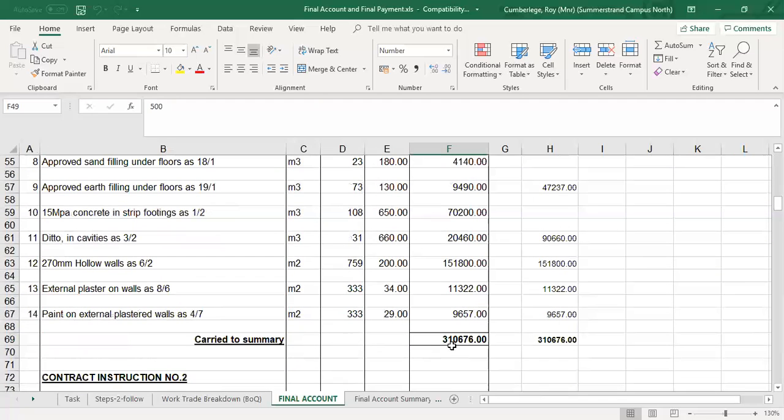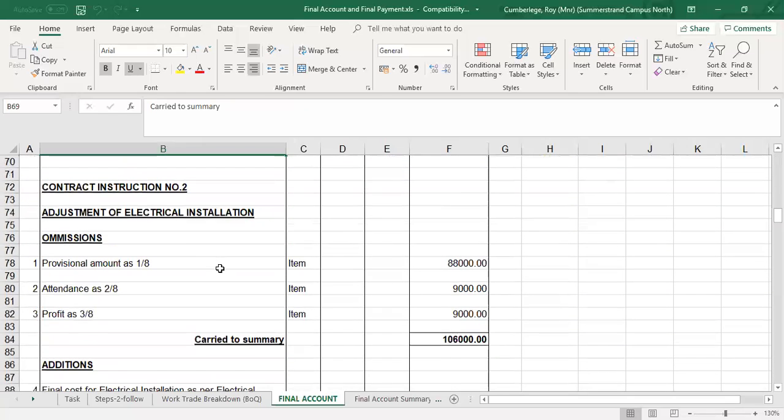So in this case, our additions adds up to 310,676 Rand, and that will also then be carried over to the final account summary page.